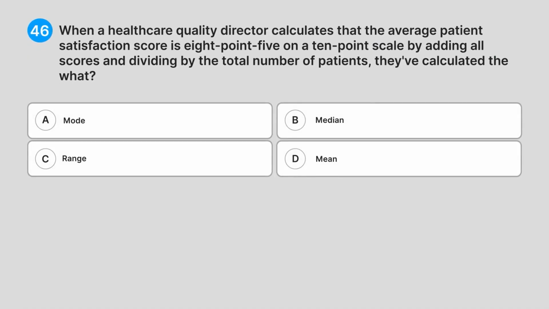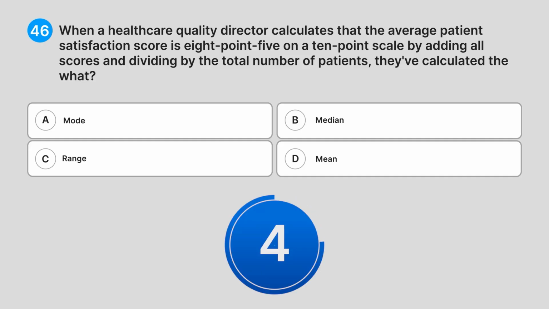46. When a healthcare quality director calculates that the average patient satisfaction score is 8.5 on a 10-point scale, by adding all scores and dividing by the total number of patients, they've calculated the what? A. Mode, B. Median, C. Range, D. Mean. Do you know the answer?